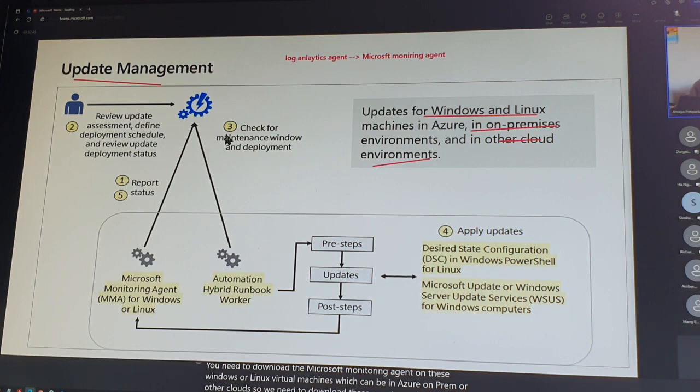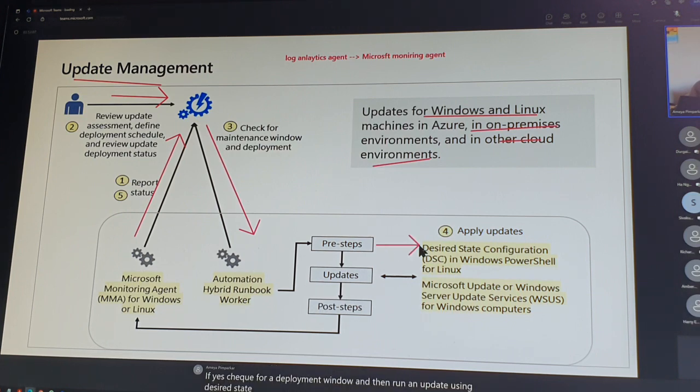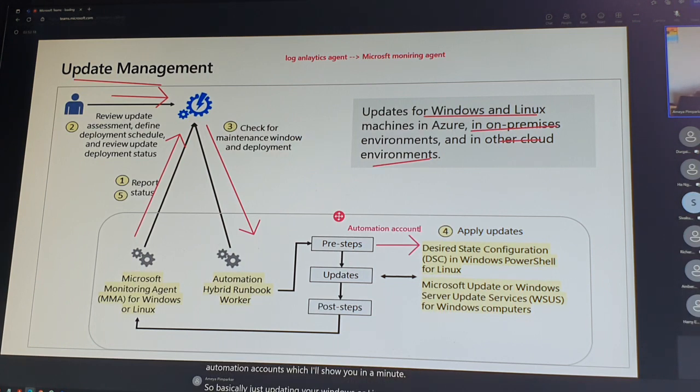And what you can do is, step one, keep looking for updates. What is an update? Step two, review that update assessment saying, hey, does this virtual machine need an update? If yes, check for a deployment window and then run an update using desired state configuration automatically. This is done generally using automation accounts, which I'll show you in a minute. So basically just updating your Windows or Linux virtual machine, nothing more than that.